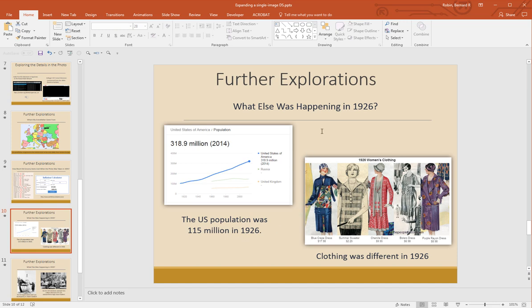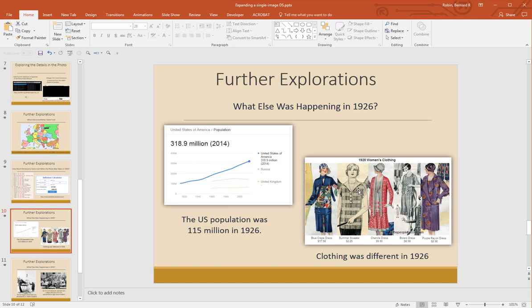So I also could look at what else was happening in the world in 1926, or in the United States specifically. And I found a graph that shows that in the 1920s, the population of the United States was much less than it is right now. 100 million people lived in the U.S. around 1920, and by 2014, the population had grown to almost 320 million.